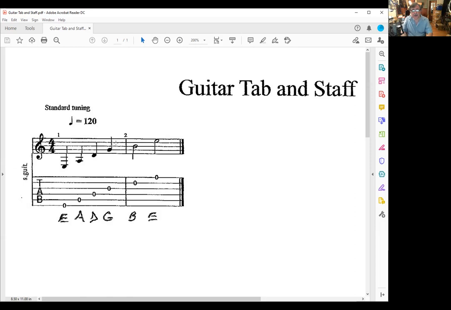So when you look at the music staff, the notes go from low to high. And in order to make tablature correspond, they had to kind of flip it upside down and make the low note on the bottom instead of on the top as it is on the guitar. So you'll get used to that the more you use it.